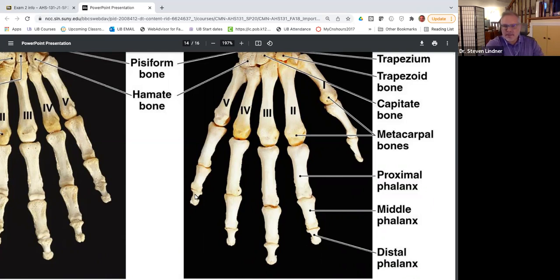If you're ever asked this on an exam or on a test, and let's say I asked for this one right here, you would say third middle phalanx. If it pointed to this one, you would say the second distal phalanx. If it pointed here, you would say the 5th proximal phalanx. So you have to be specific. You can't just say proximal phalanx or middle phalanx.